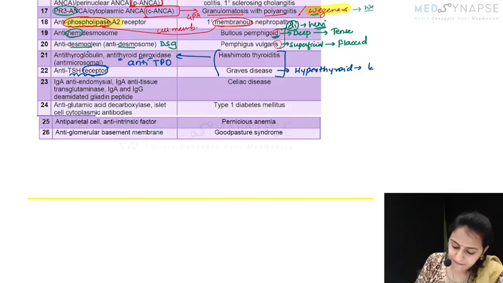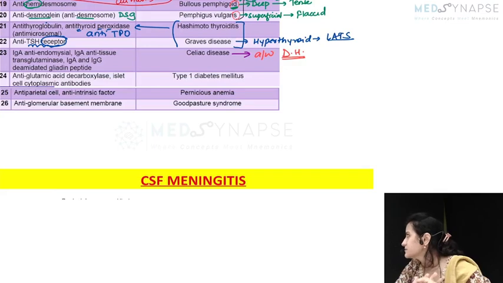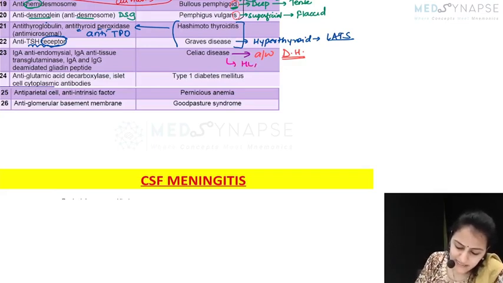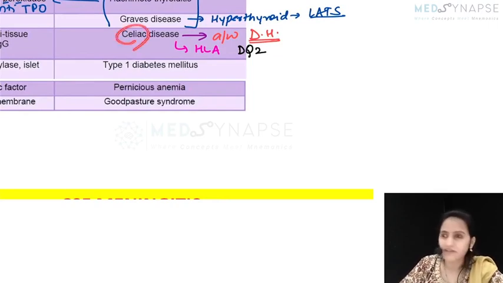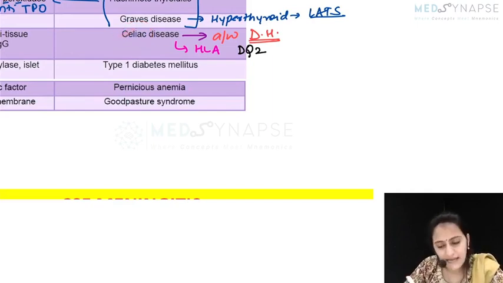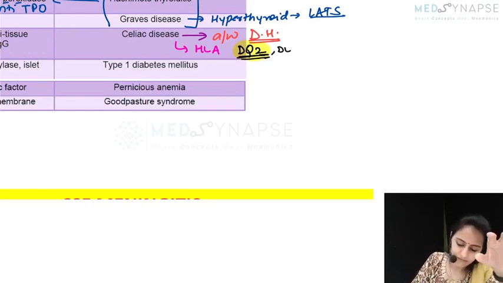Celiac disease is associated with which skin condition? Dermatitis herpetiformis, right? What HLA is associated with celiac? DQ2. If you are a celiac patient and come to us, we will tell your relatives. When you know that the patient has celiac, then wheat, DQ2. Remember, it's DQ2 and DQ8 also. DQ2, this was asked in the recent exam, important.